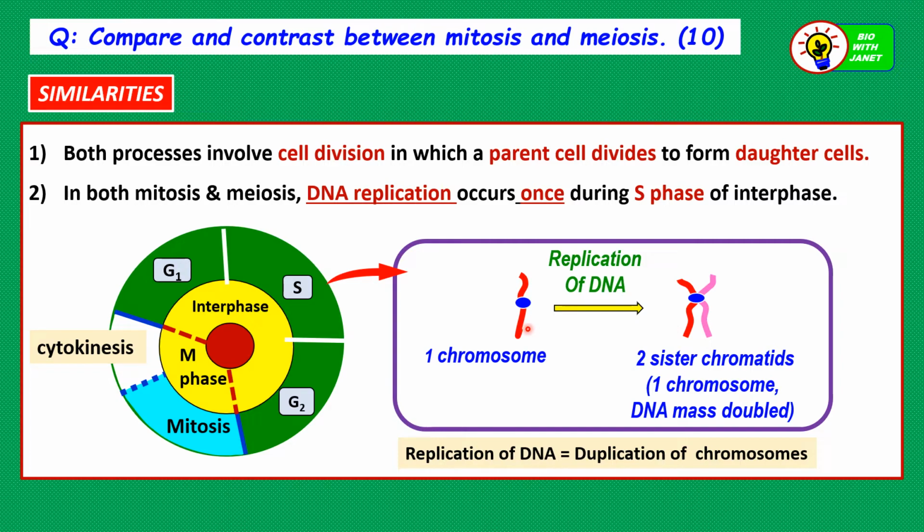From the original DNA mass here to here, because you have two strands of DNA here now, the red strand and the pink strand. Okay, so the DNA mass has doubled. However, in terms of the number of chromosomes, it's still the same. This is one chromosome, and this is still considered one chromosome here after replication of DNA. Alright, not two chromosomes. One chromosome, but with the DNA mass doubled.